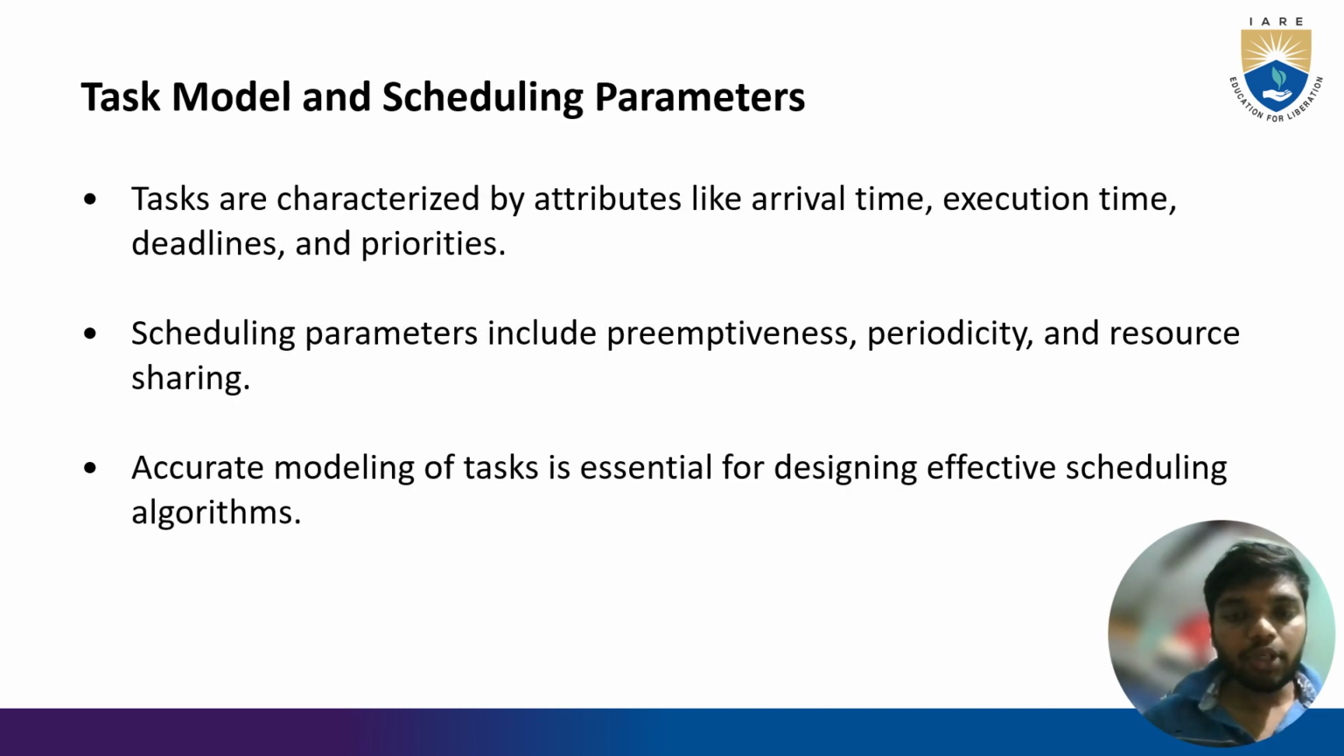Task model and scheduling parameters. Tasks are characterized by attributes like arrival time, execution time, deadlines, and priorities. Scheduling parameters include preemptiveness, periodicity, and resource sharing. Accurate modeling of tasks is essential for designing effective scheduling algorithms.